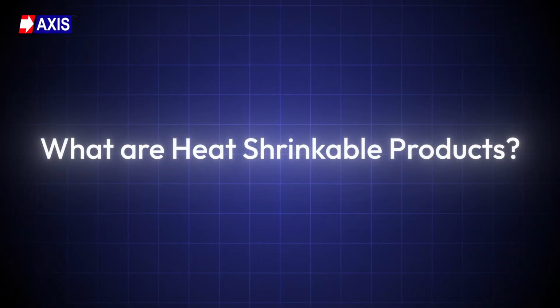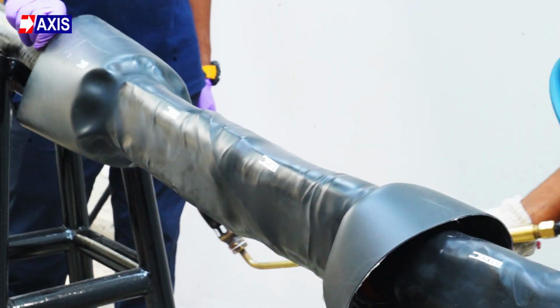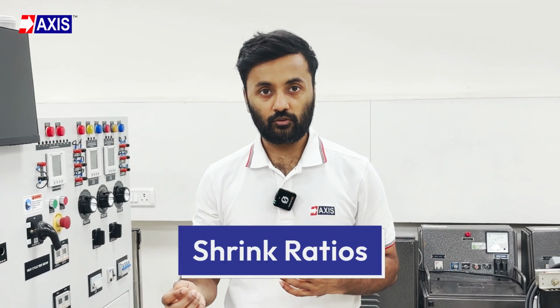Let's start from the basics. Heat shrinkable products are made up of cross-linked thermoplastic elastomers that contract or shrink when exposed to heat. This characteristic allows them to tightly wrap around electrical conductors and termination paths, providing insulation, weather stability, and chemical resistance. When we talk about heat shrink tubing, one aspect that matters the most is the shrink ratio. It tells you how much the tubing will shrink when heat is applied.